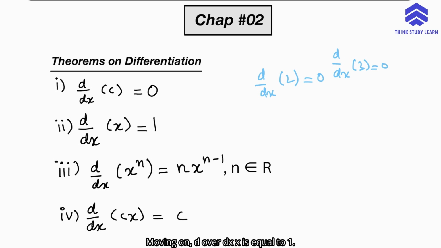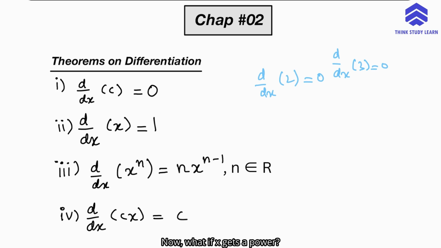Moving on, d over dx x is equal to 1. This means that the derivative of x is equal to 1. So whenever we are asked what is the derivative of x, we would write it as 1.